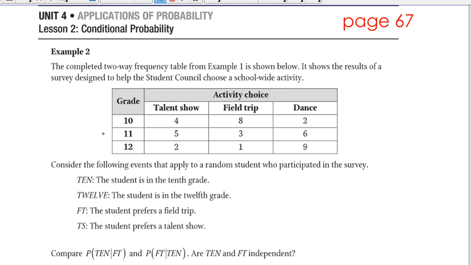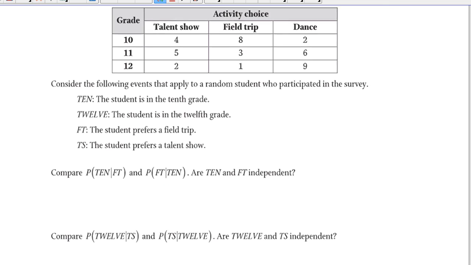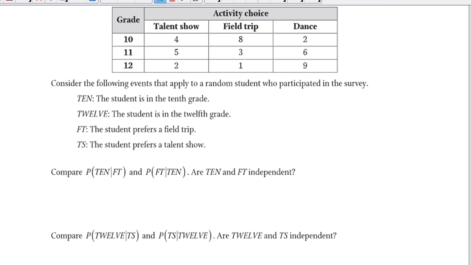So now it says, consider the following events that apply to a random student who participated in the survey. So when you see 10, it means they're in the 10th grade, 12, they're in the 12th grade, field trip, FT, and TS is talent show. So we're comparing 2 things. We're comparing the probability that you pick a 10th grader out of the sample space of the field trip. So the probability I get a 10th grader knowing that they liked the field trip. And then the probability that I get somebody who liked the field trip out of the sample space of the 10th graders.